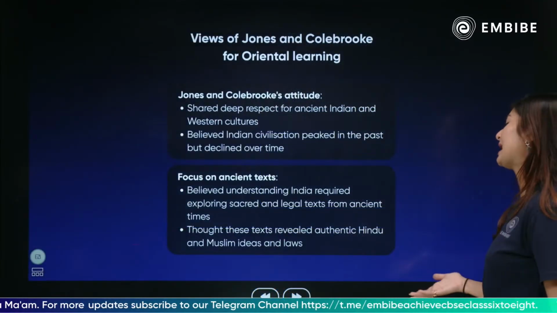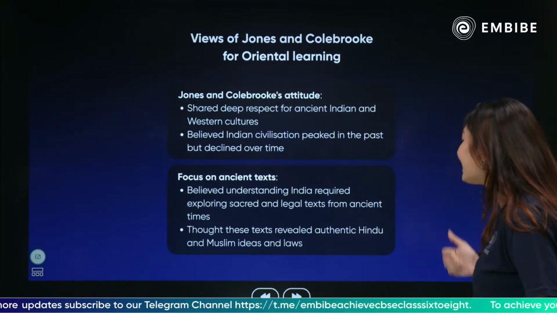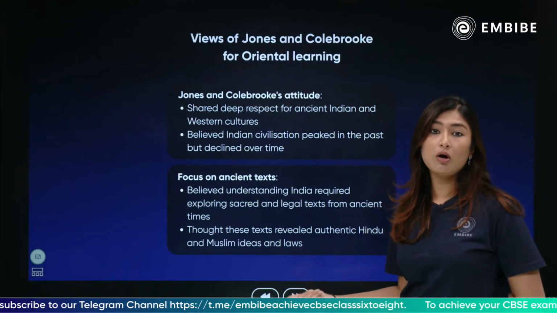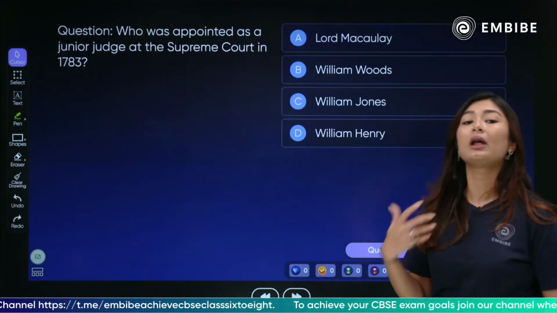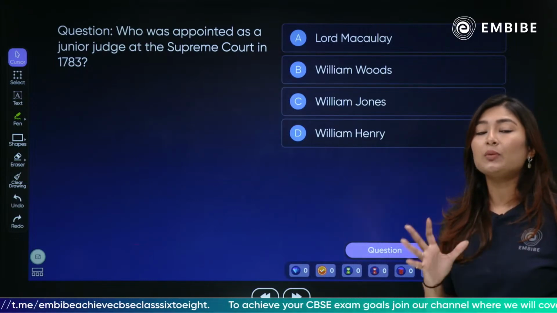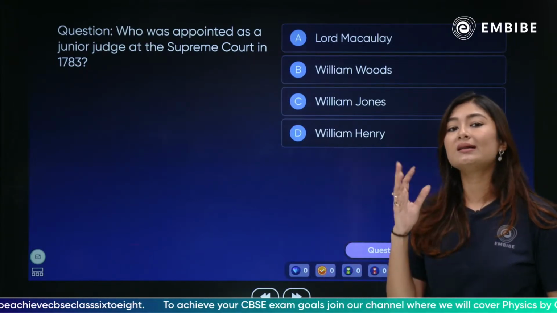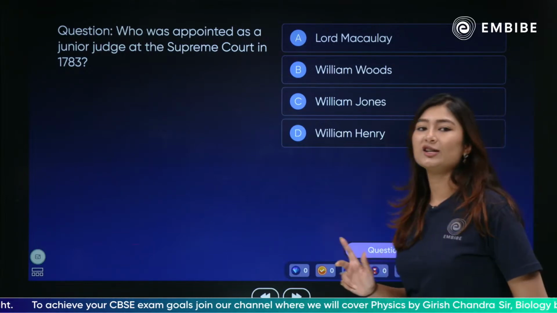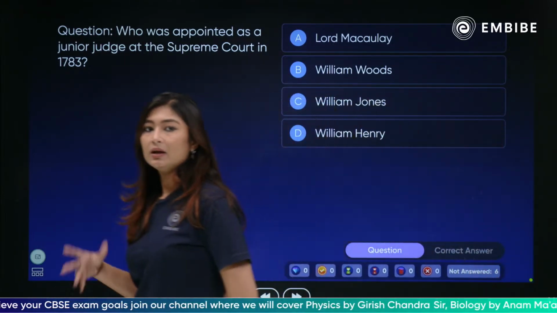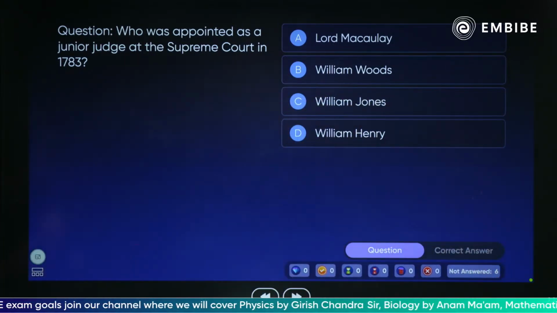With the help of these texts, it revealed authentic Hindu and Muslim ideas and laws. So he learned about the religion, he learned about the laws, he learned about the religious laws, right? So that was what he started doing along with his two other friends and formed the Asiatic Society of Bengal. Let's do a quiz question on this.